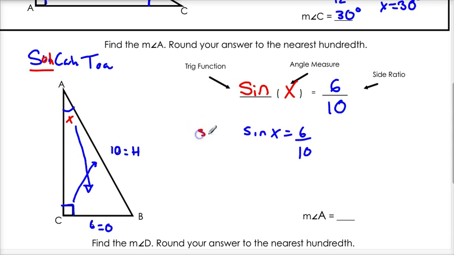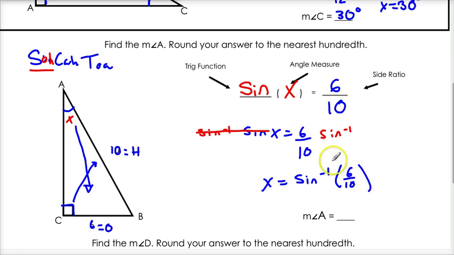All you do is you take the inverse of both sides, and this inverse function cancels the sines out. And so what I get is x is equal to the sine of -1, 6/10. I just took the inverse sine on both sides.